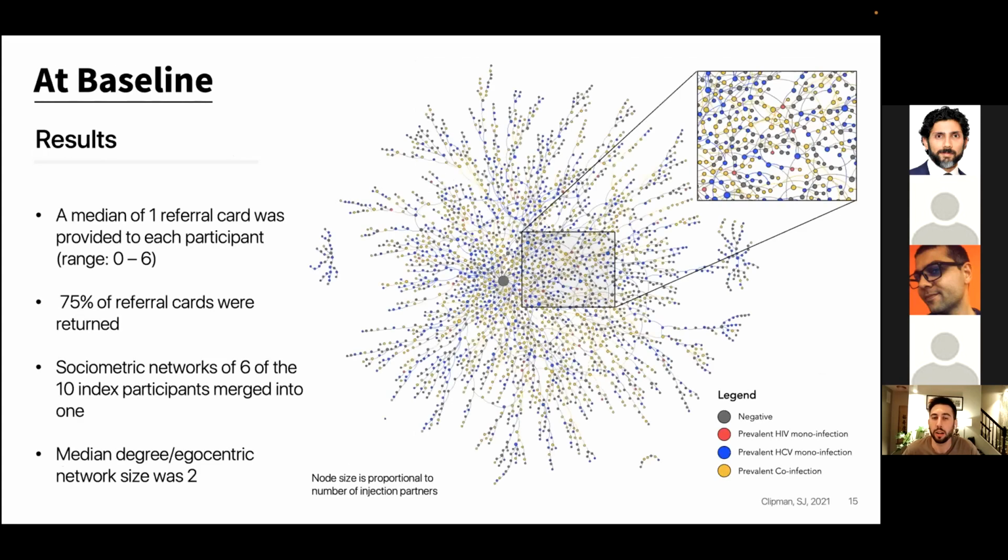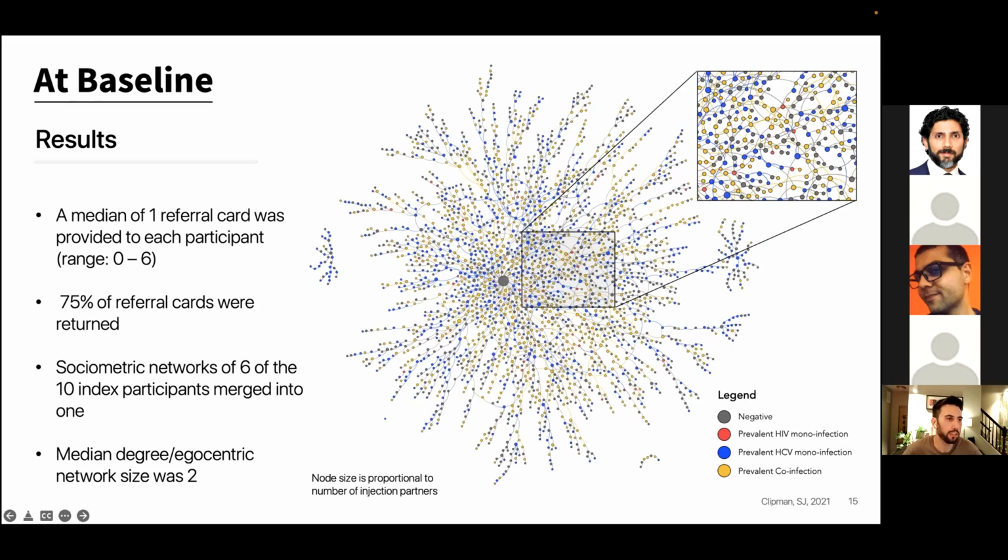And here is what our injection network in our study looks like at baseline. Each of the circular nodes in this figure represents an individual participant. Colors represent HIV and hepatitis C infection status at baseline, and the edges connecting the nodes represent an injection partner relationship. As you can see from the relative lack of red nodes representing HIV monoinfection and the abundance of yellow nodes, many participants were co-infected with hepatitis C. What's also interesting is that as recruitment continued, the networks of 6 of the 10 index participants we used merged into one larger sociometric network, resulting in a total of 5 discrete components.